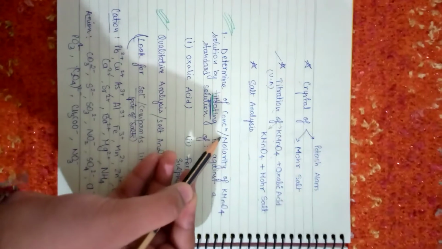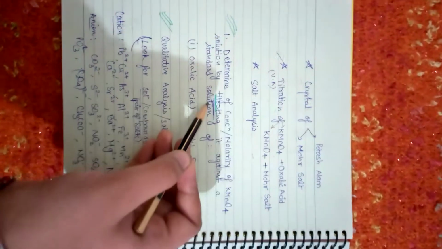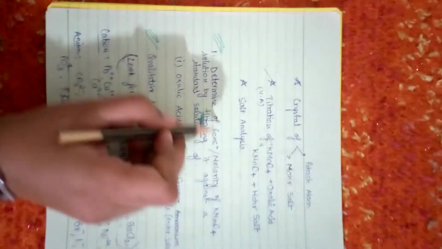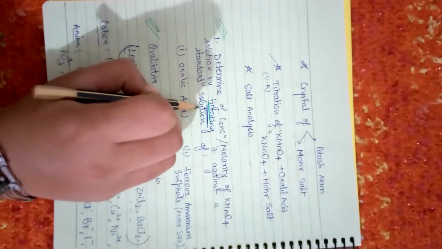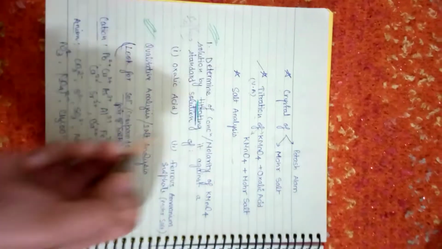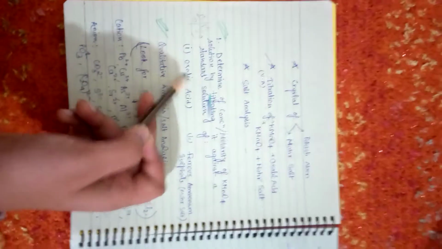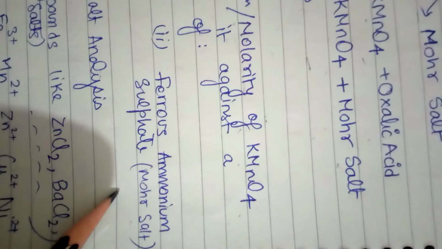Here I am showing one example of how the question of the titration can come. Determine the concentration or molarity of KMnO4 solution by titrating it against a standard solution of, and the molarity of the standard solution would be given like M by 10 or M by 20, something like that. So you should be ready for it, and it can be a standard solution of oxalic acid or ferrous ammonium sulfate, which is Mohr's salt.